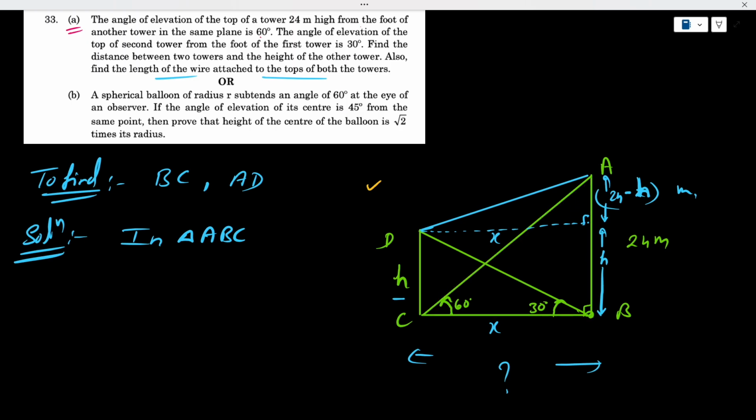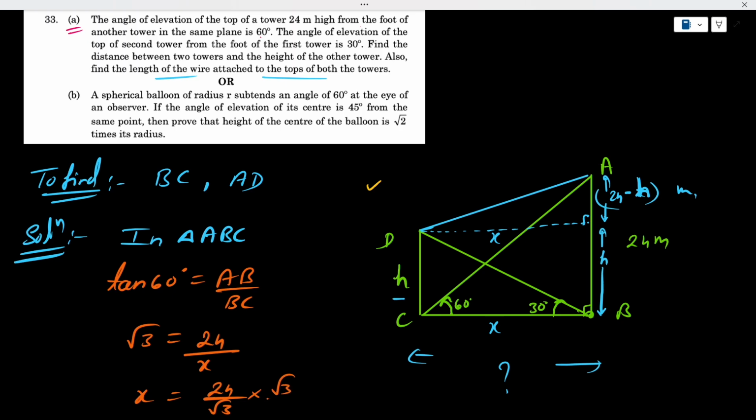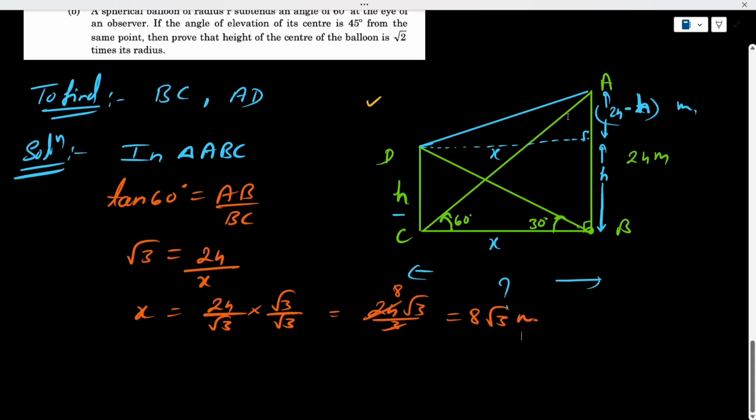So you know that opposite by adjacent means you can take here tan 60-degree equals AB by BC. BC is nothing but X and tan 60 is root 3, equals AB length is also known, which is 24 by X. So X is going to be 24 by root 3. Here you can do rationalization also, because you know the value, you will get it in the simplest form, which is 8 root 3 meter. So I already got the X value as 8 root 3 meter.